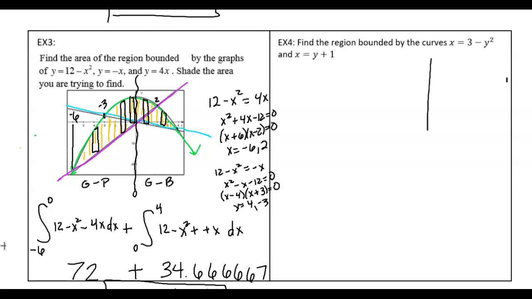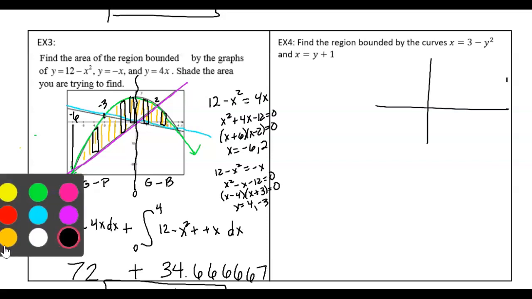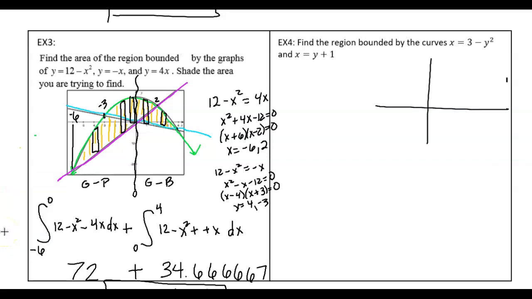Let's review some of the graphing rules. When you have y squared, it's going to open to the left or to the right. The way it works is if y squared is negative, it's going to open to the left. If y squared is positive, it's going to open to the right. So I know it's 3 minus y squared. That 3 is really a shift, but I'm not really concerned with accuracy.